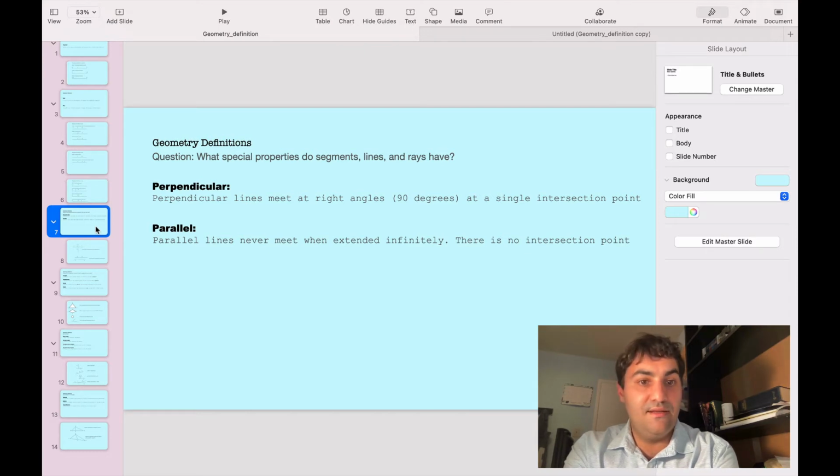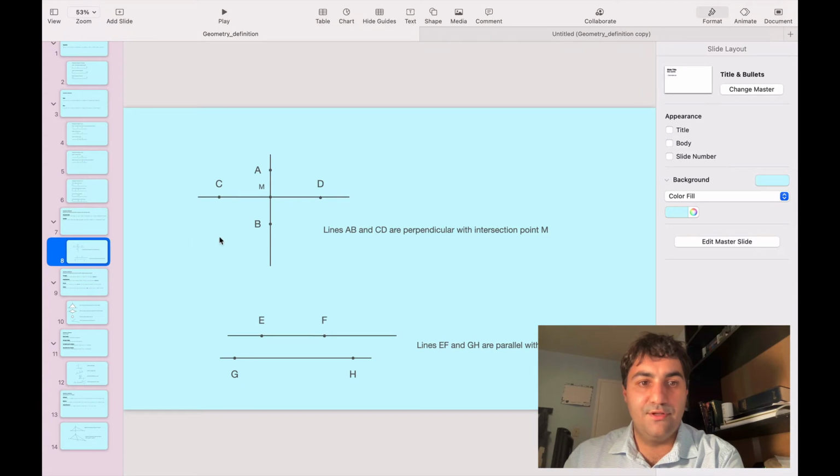Parallel lines never meet when extended infinitely. There is no intersection point. So let's visualize what's going on here. We take 2 lines, AB and CD, and they intersect at point M. There's only one intersection point between these 2 lines.